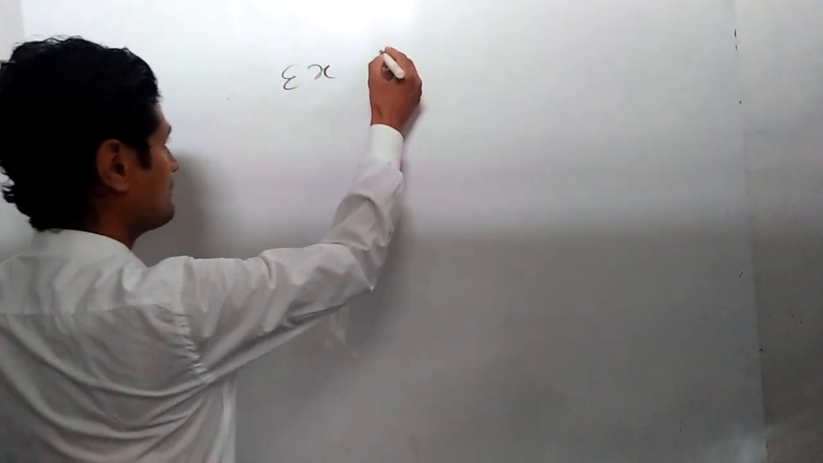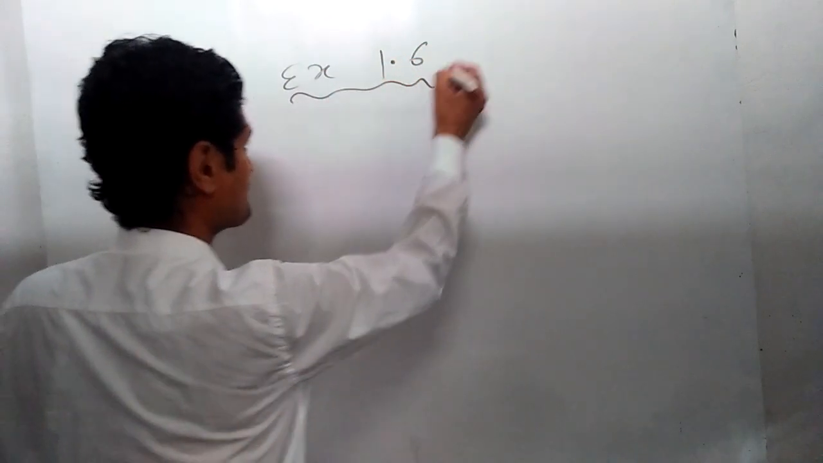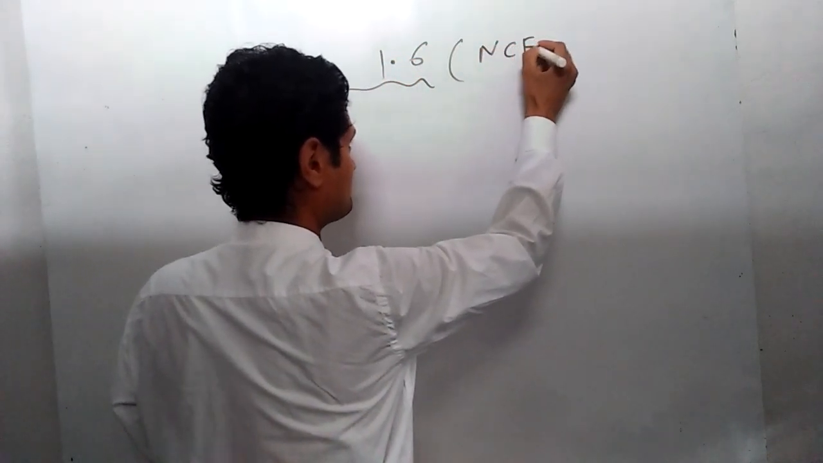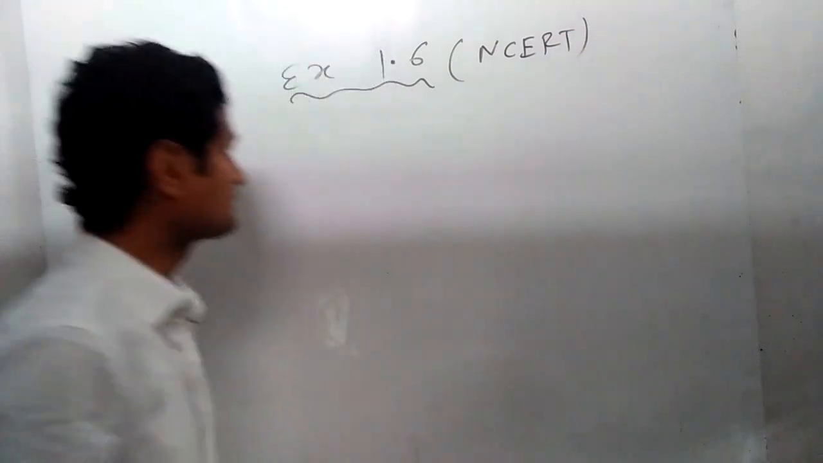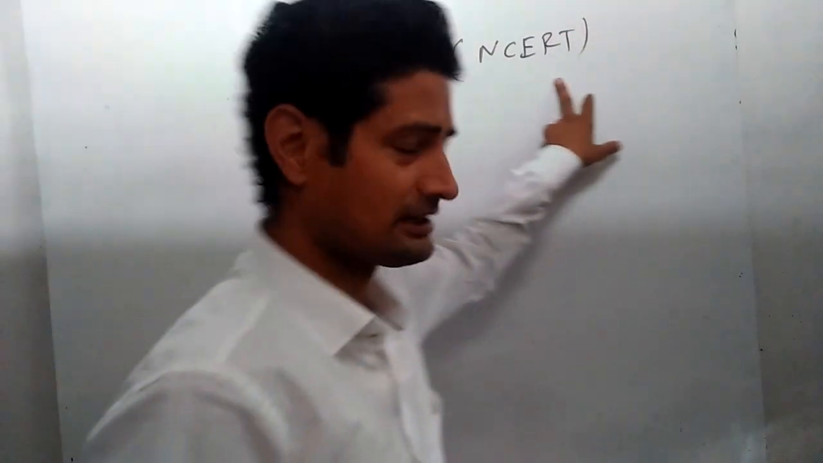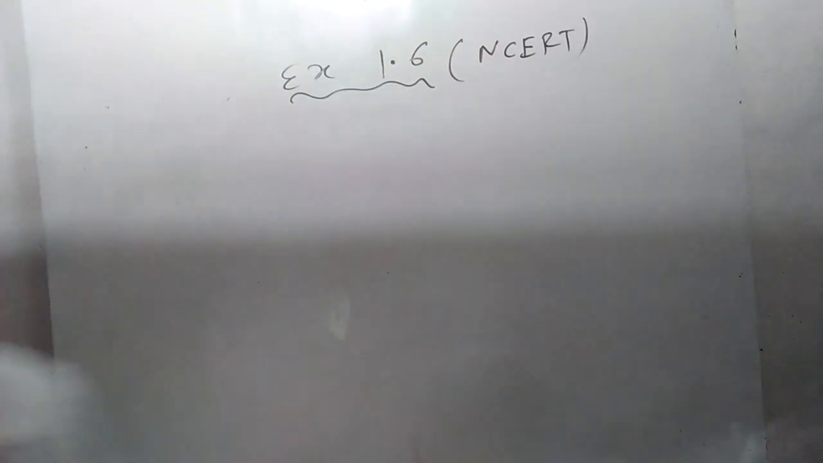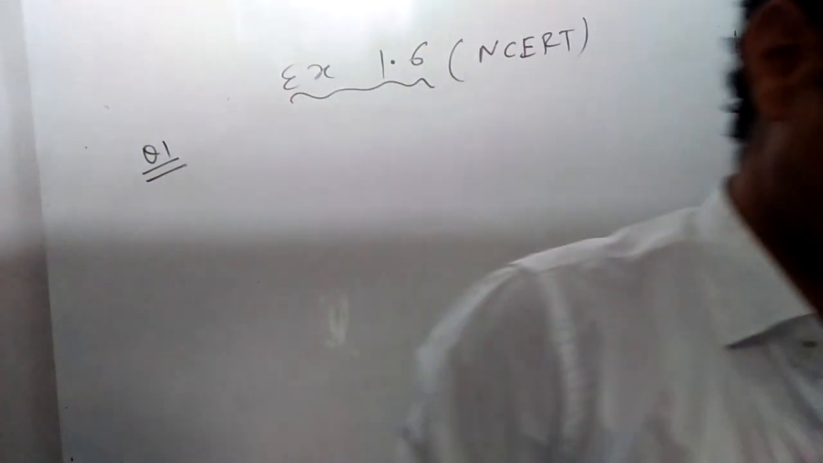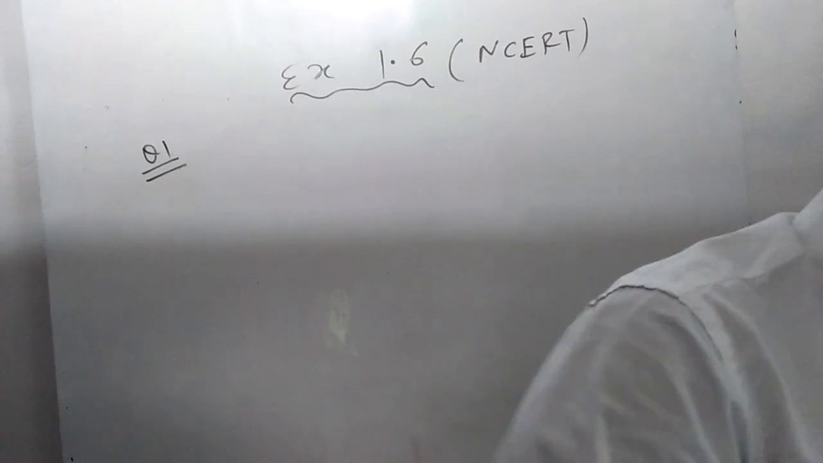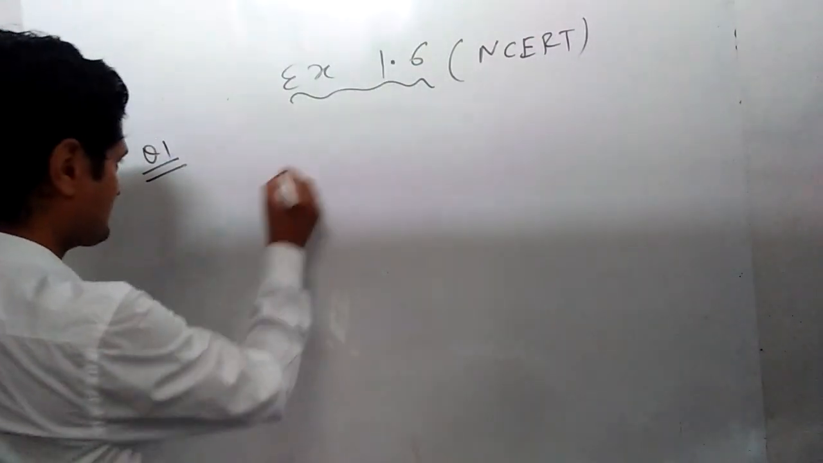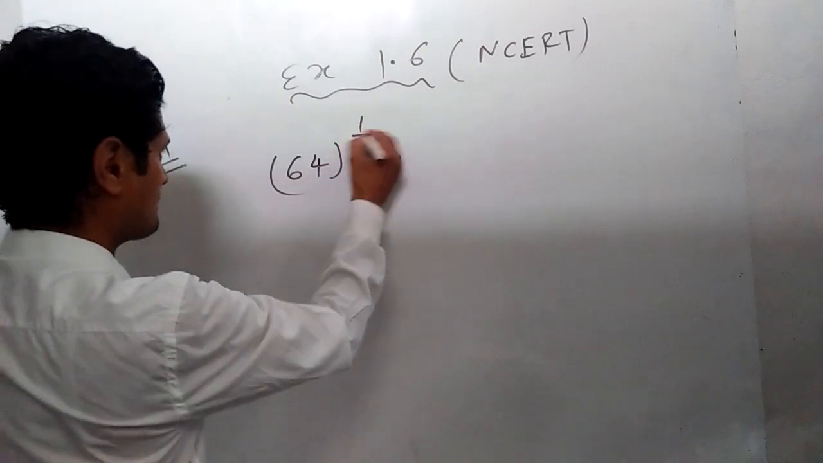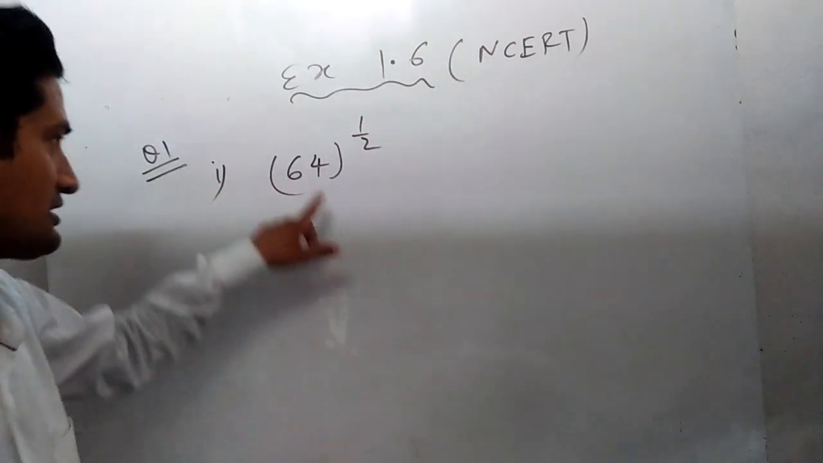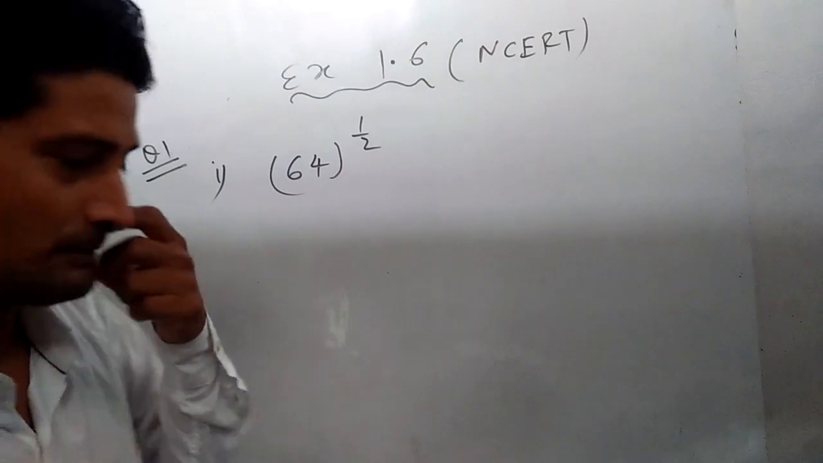Now, exercise 1.6 from NCERT. We are going to explain exercise 1.6 from NCERT. Question 1: find 64 to the power 1 by 2.